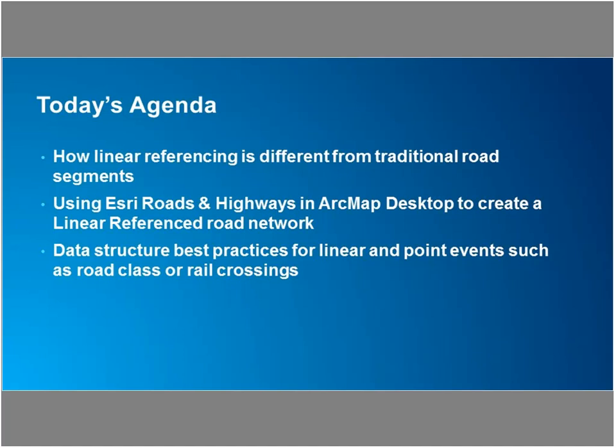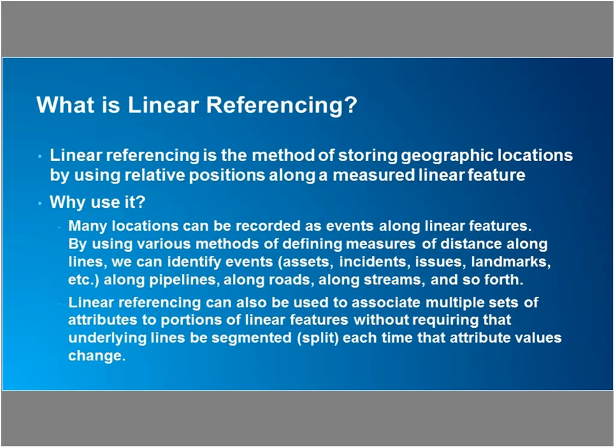The other thing that we're going to cover as well is data structure best practices for linear endpoint events. We have three different events we're going to go through later on. Two of them include road class and rail crossings. We chose those because road class is the linear event and rail crossings is the point event. We figured they'll probably be nice. But we're going to do our best to get through this material. It's quite a lot, so we will probably go a little bit fast.